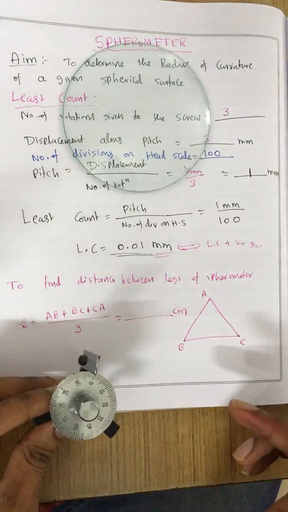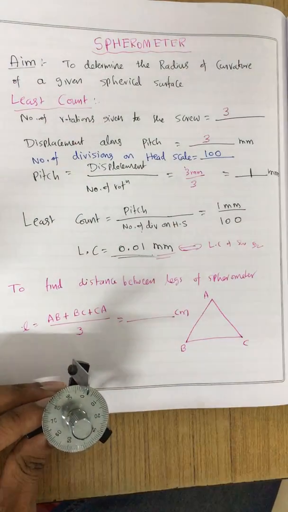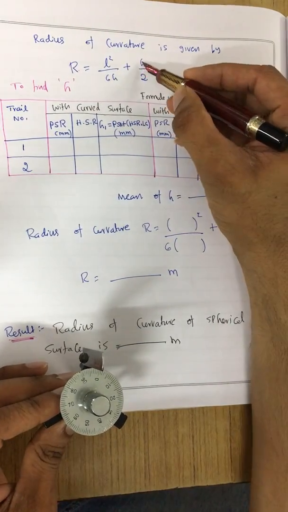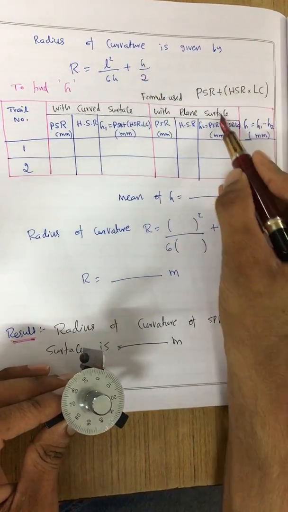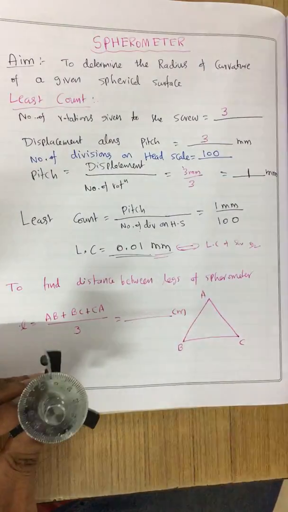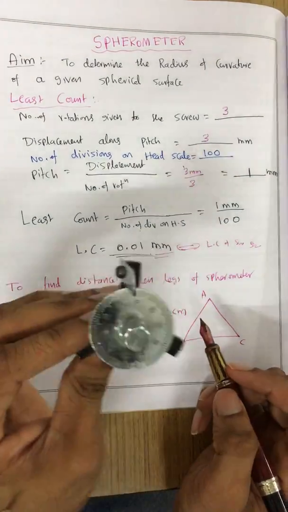Now, that is the formula to find the radius of curvature. The formula is given here: R is equal to L square by 6h plus h by 2. We will find h later. Before that, we will find L. L is the distance between the legs of the spherometer.